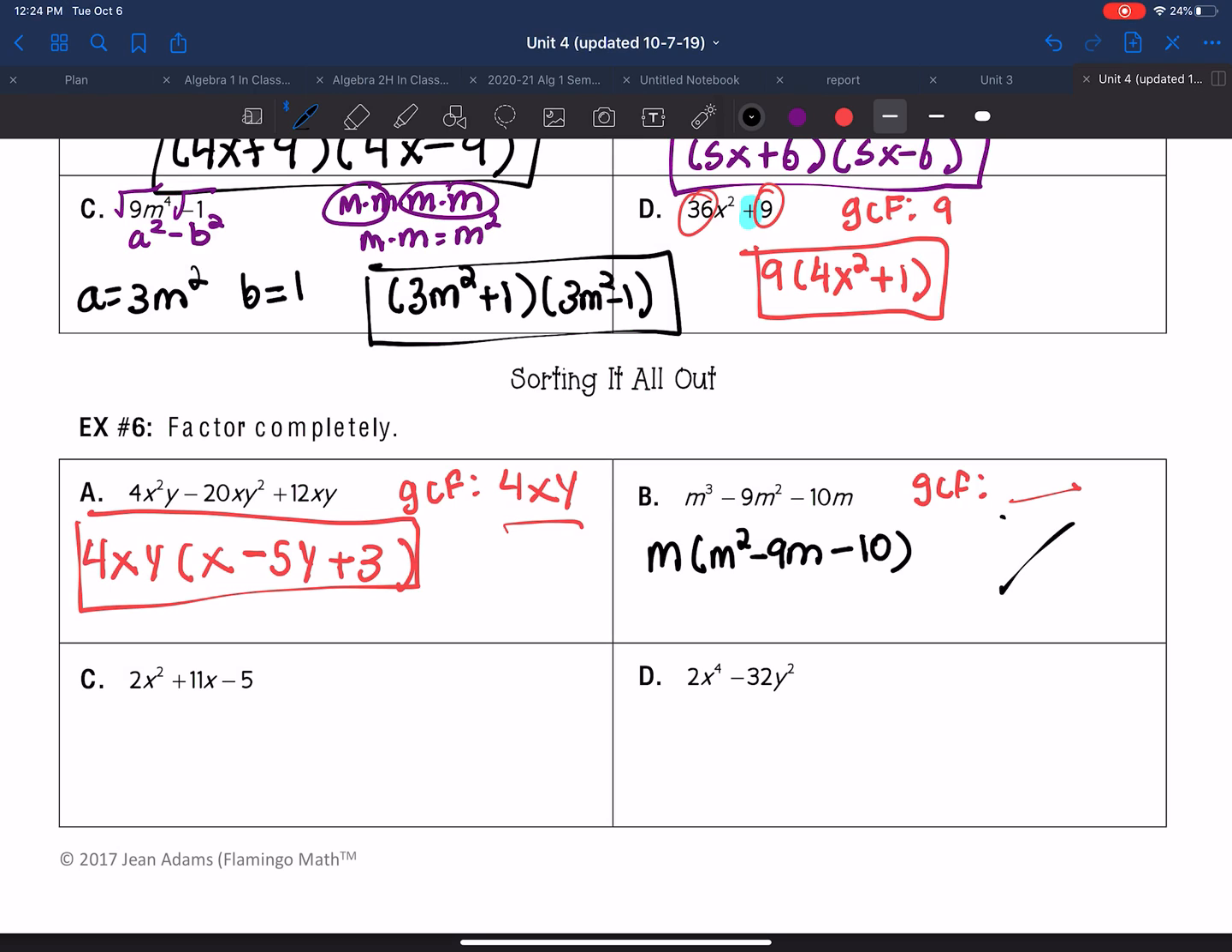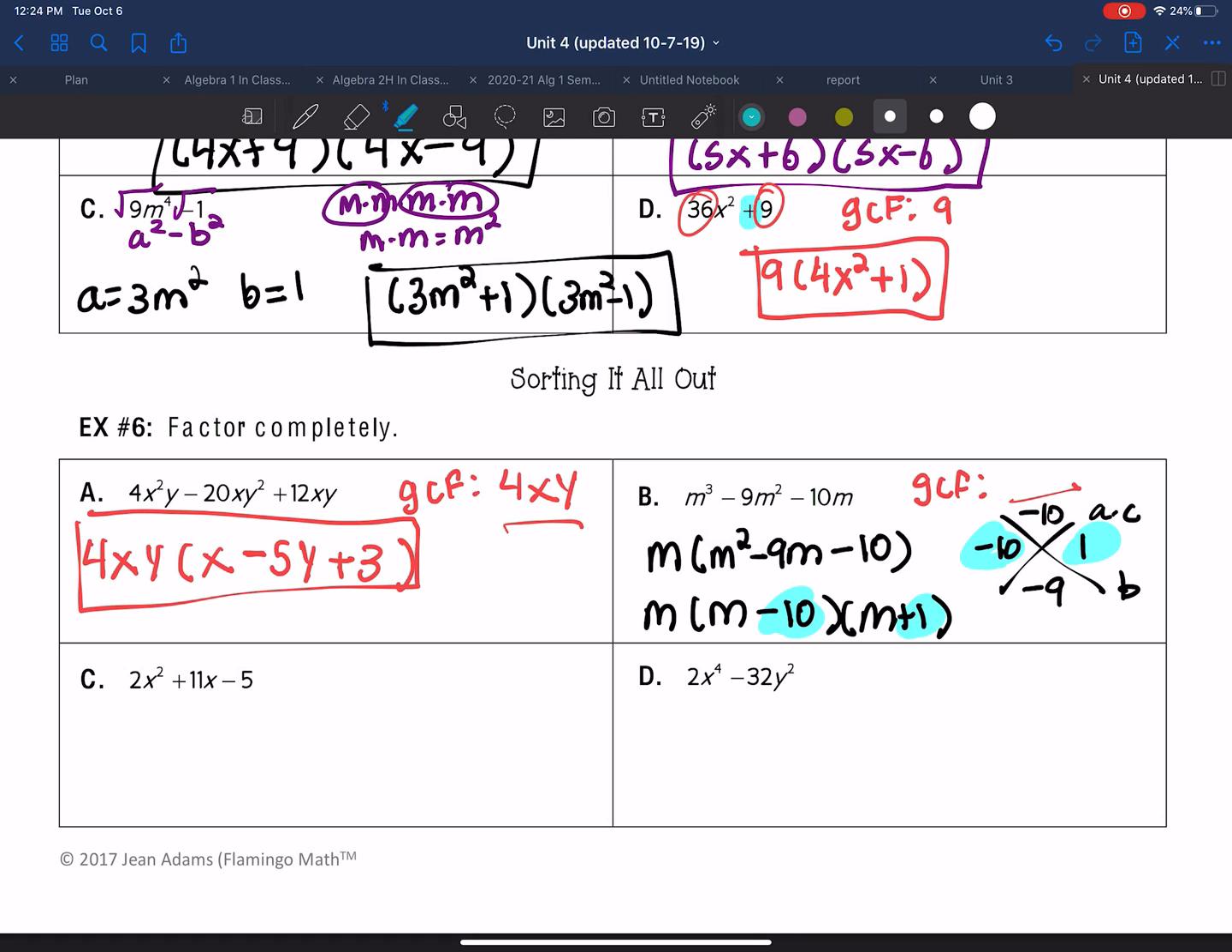Now I can try to factor this using the diamond. So on the top, I'm going to put my a times c value. On the bottom, I'm going to put my b. So at the end, I have negative 10 and then negative 9. Factors of negative 10 that add up to negative 9. Well, if I do negative 10 times 1, that's going to multiply to negative 10 and add up to negative 9. So I'm going to drag and drop those inside. I have m times m minus 10 times m plus 1. Again, I am dragging and dropping those factors inside.